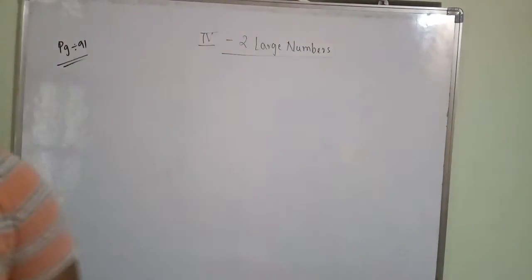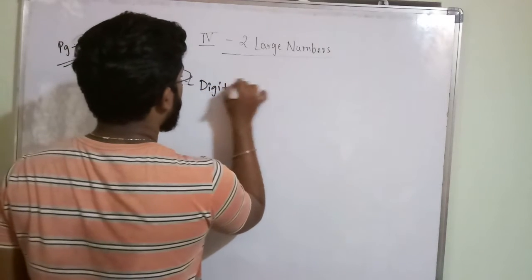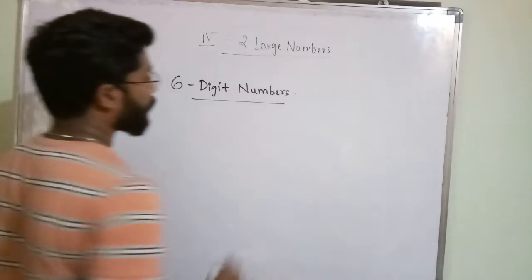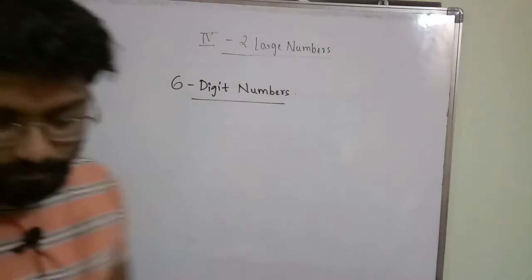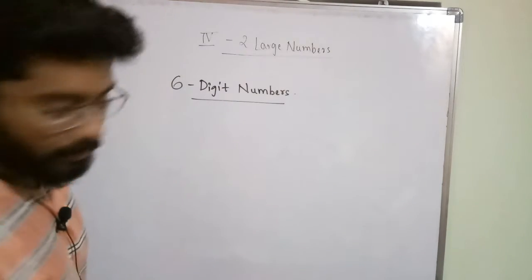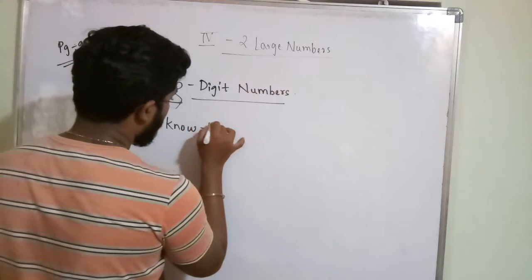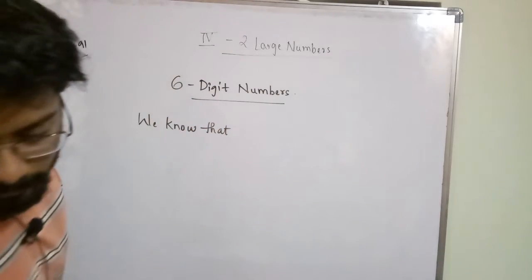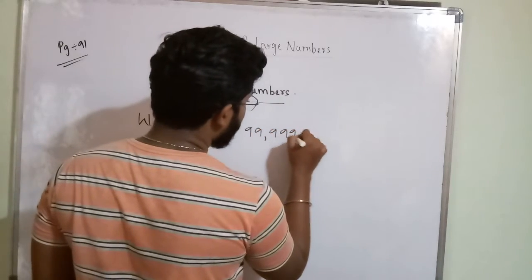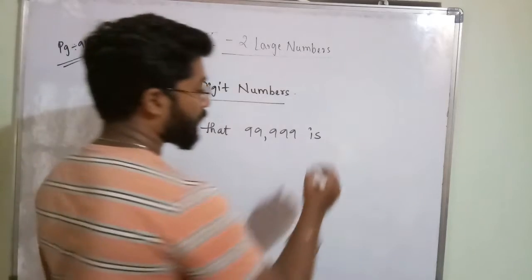So let us look at the 6-digit numbers now. Next topic is 6-digit numbers. Here, we know that 99,999 is the greatest 5-digit number. Means it is the largest 5-digit number.